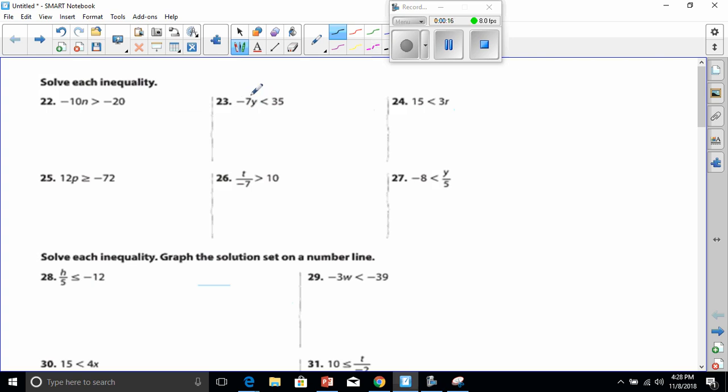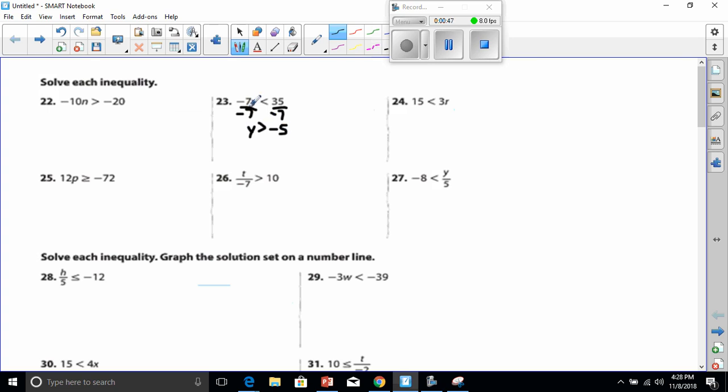First of all, if I'm multiplying by -7, I have to divide by -7 to get y by itself. Whatever I divide from one side, I divide from the other. But remember, the minute I divide by a negative number, I have to turn my inequality symbol around. And now we have 35 divided by -7, which will give me -5. So y is greater than -5.